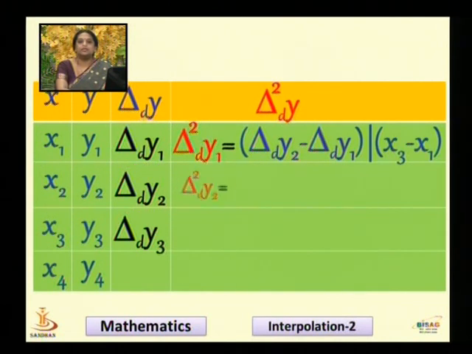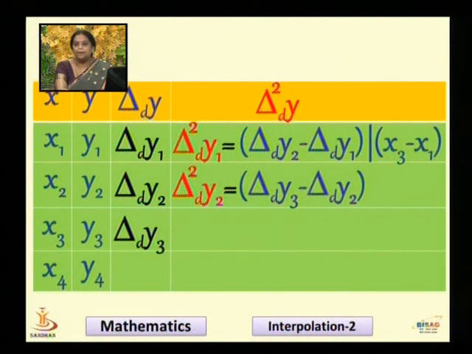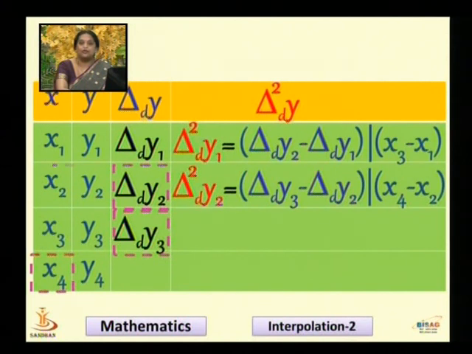Similarly, let us compute delta d square y2, that is the second order forward difference at the second point y2, which is given by delta dy3 minus delta dy2 divided by x4 minus x2. That is, the two consecutive first order differences are subtracted and divided by x4 minus x2. Now this is the second order divided difference.